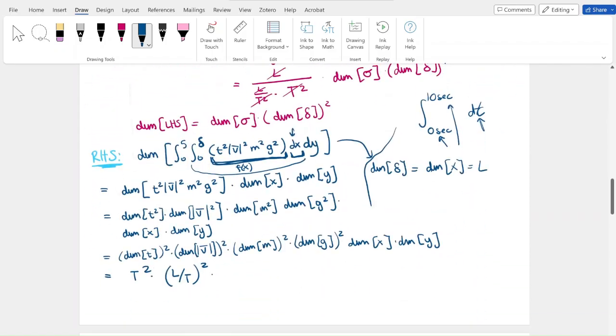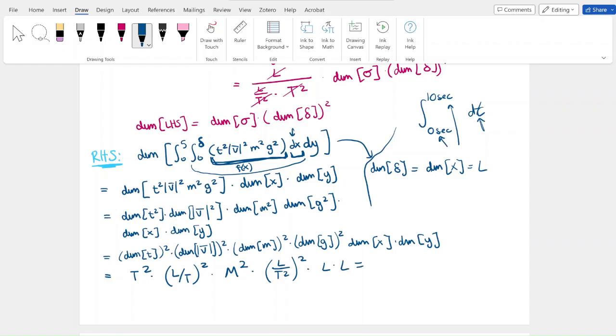Dimension of m, so m is a mass, so that means it has a dimension of M, and then we square it to get the dimension of M squared. Then we know g is gravitational acceleration, which is measured in length per time squared. Square that. Dimension of x equals dimension of y, which is length times length.